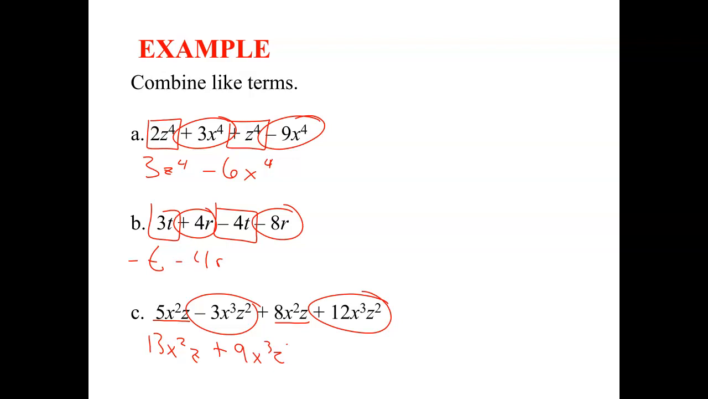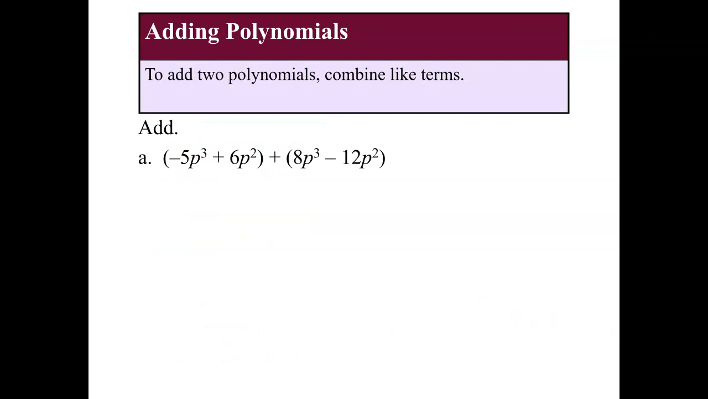9x cubed z squared. All right, and if we're going to write that in descending powers, we need to switch the order on that to get 9x cubed z squared plus 13x squared z, because the x has a larger power, so we need that largest power down to the lowest power. All right, adding is combining like terms. That's all it is. I take a polynomial, I add and combine like terms.